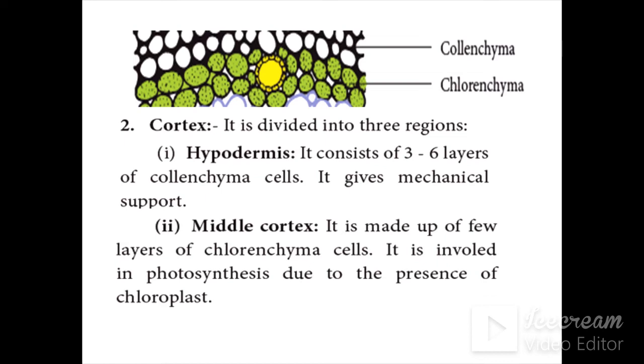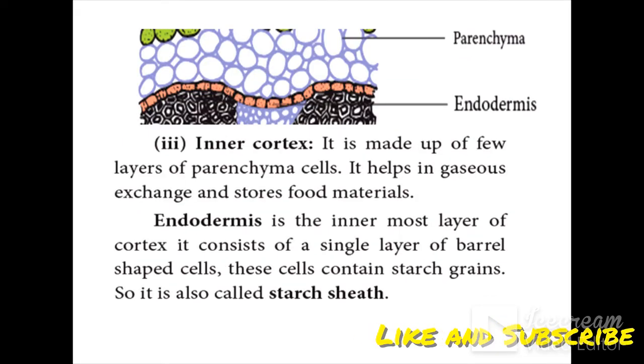Second one, middle cortex, made up of few layer of chlorenchyma cell. So it contains chloroplast. So it is photosynthetic in function. Innermost layer is inner cortex, made up of few layer of parenchyma cells. Helps in the gaseous exchange and store food materials. Endodermis is the innermost layer of cortex. It consists of a single layer of barrel-shaped cells. These cells contain starch grains. So it is also called a starch sheath.